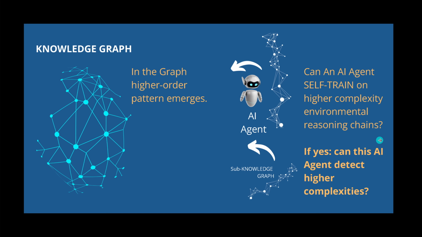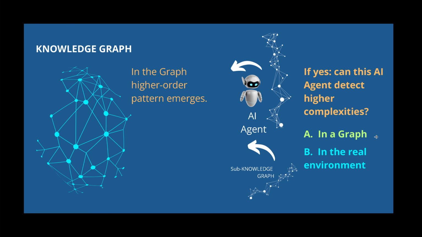This is something that is not as easy as you might think. Because can an AI agent really detect higher complexity in the real world, in the environment? Or will it be limited to its own complexity, its inherent complexity level?